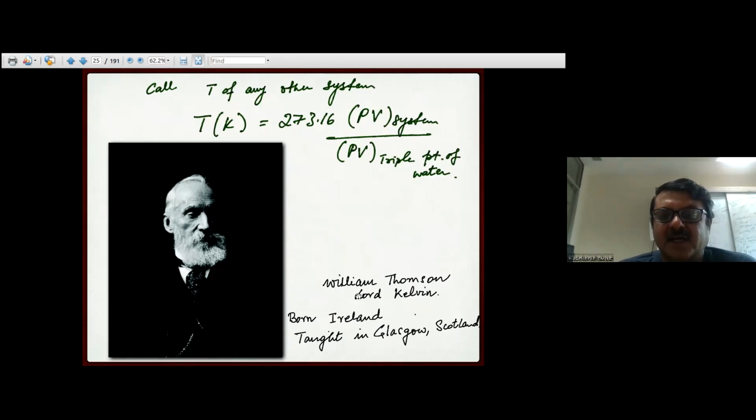And this is after Lord Kelvin. His birth name was William Thomson, but later he was knighted or whatever, and he became Lord Kelvin. He was born in Ireland and taught in Glasgow, Scotland.